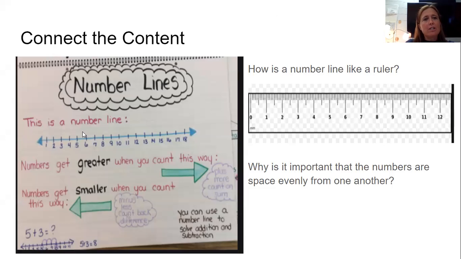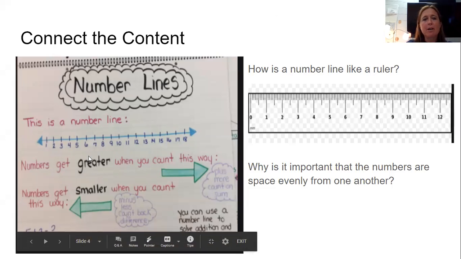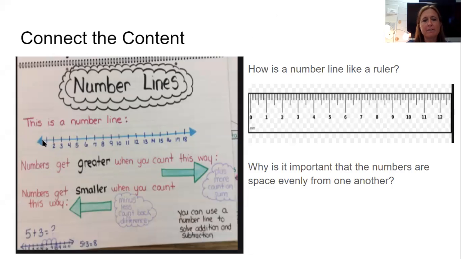Our anchor chart talks about number lines. This is a number line. This one goes from the number 1 to the number 18. Numbers get greater when you count to the right. They get smaller when you count to the left.